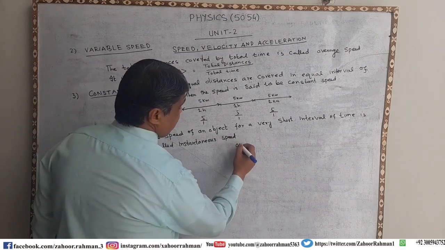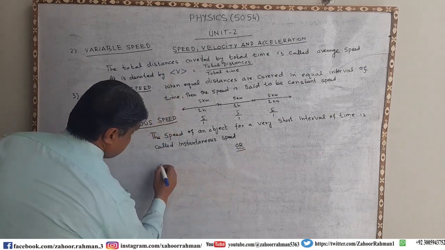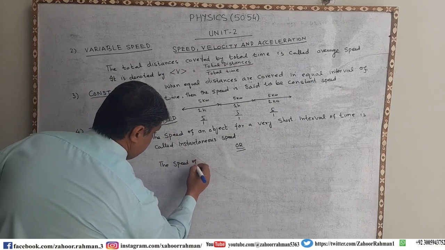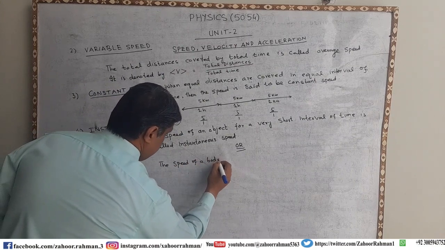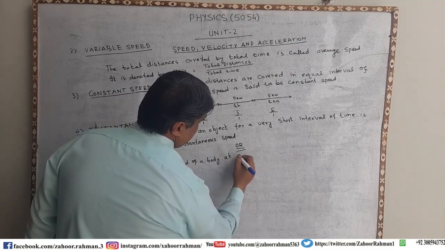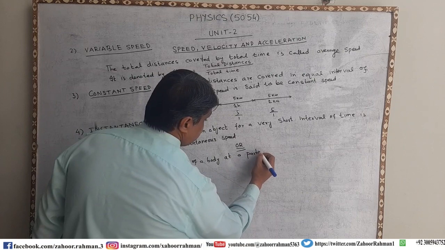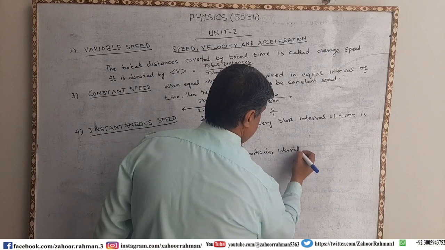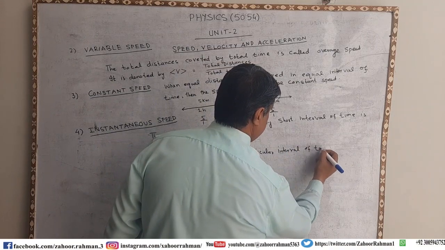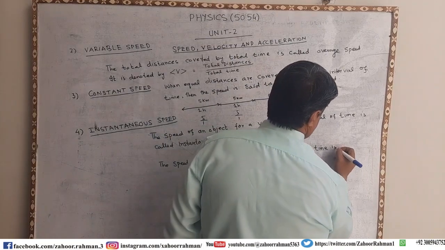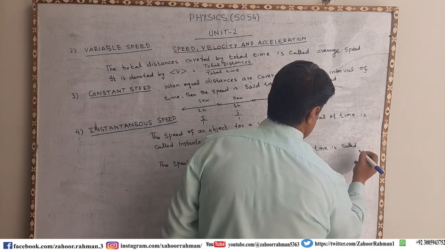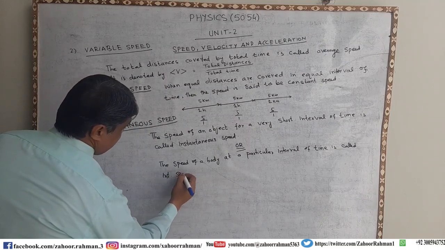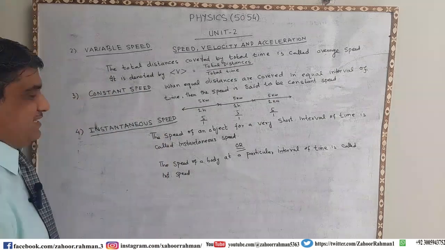Or I can define it, the speed of a body at a particular interval of time is called instantaneous speed. Both yield the same concept.